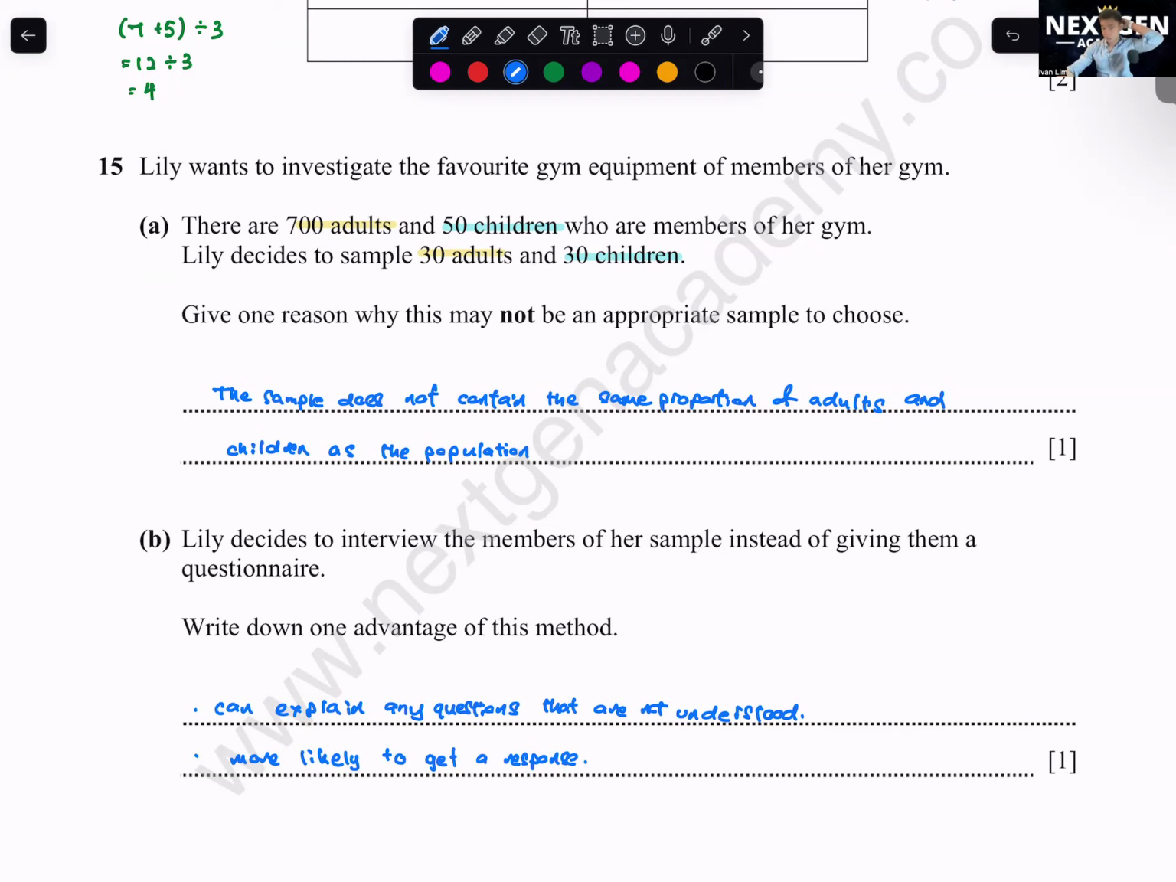Okay, 15. This is just a word kind of problem for statistics. Statistics is about data. Okay, let's move on to the next one.